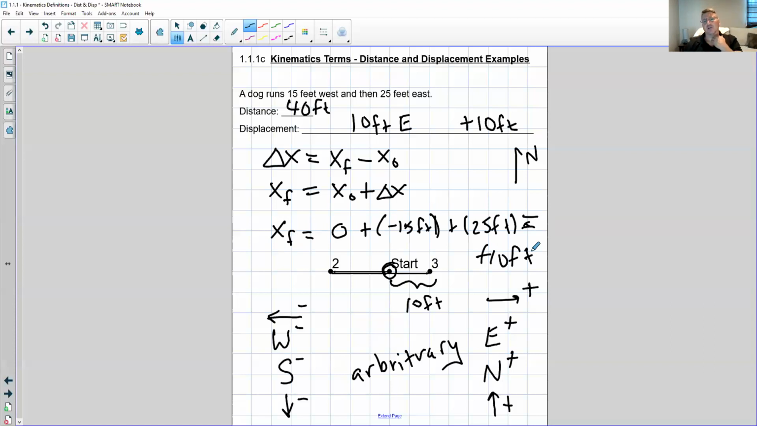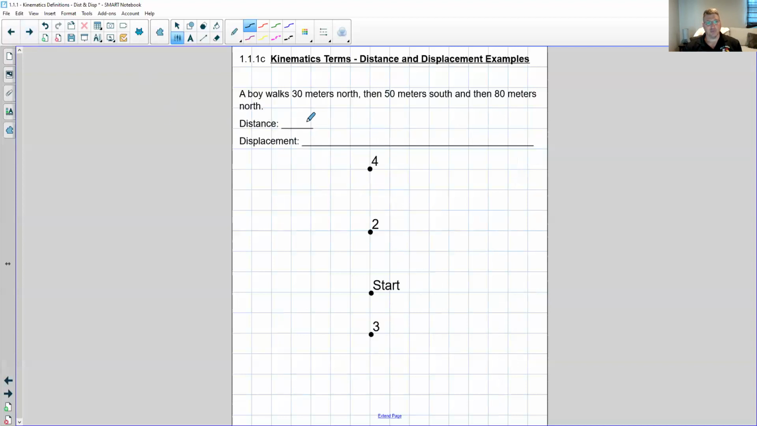So you can see there are a number of ways to interpret this. The easiest way is often graphically, but once we get the hang of doing this just in terms of numbers, things get simpler. Okay, so next we have a boy walks 30 meters north, 50 meters south, and 80 meters north. So we have 3 motions going on there, 30, 50, and 80. Now, the distance traveled is simply the sum of all these motions, or 30 plus 50, 80 plus 80 is 160 meters.